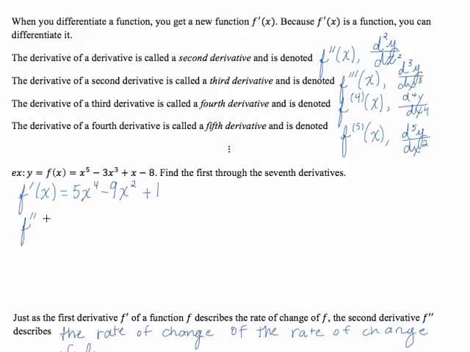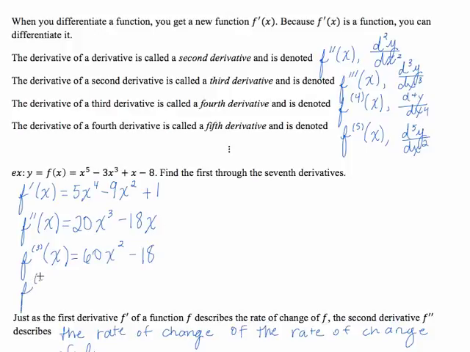And now we can differentiate that. We can differentiate this derivative right here. So I'm going to bring the 4 down to multiply it times the 5 to get 20x cubed. The 2 times the negative 9 is minus 18x to the first. And the derivative of the 1 is 0. Then we've got the third derivative. So 20 times 3 is 60x squared minus the derivative of 18x is 18.